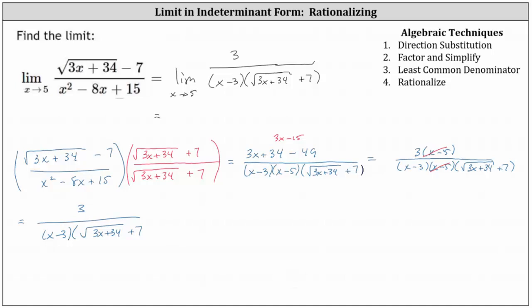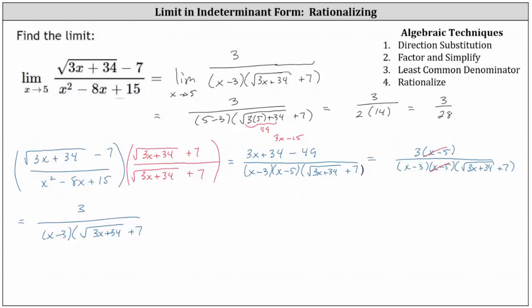Substituting 5 for x, we have 3 divided by the product of 5 minus 3 and the square root of the quantity 3 times 5 plus 34 plus 7. Simplifying, we have 3 divided by, well, 5 minus 3 is 2. And then under the square root, we have 15 plus 34, which is 49. The square root of 49 is 7. 7 plus 7 is 14. The denominator simplifies to 2 times 14, which is 28, so the limit is equal to 3/28.